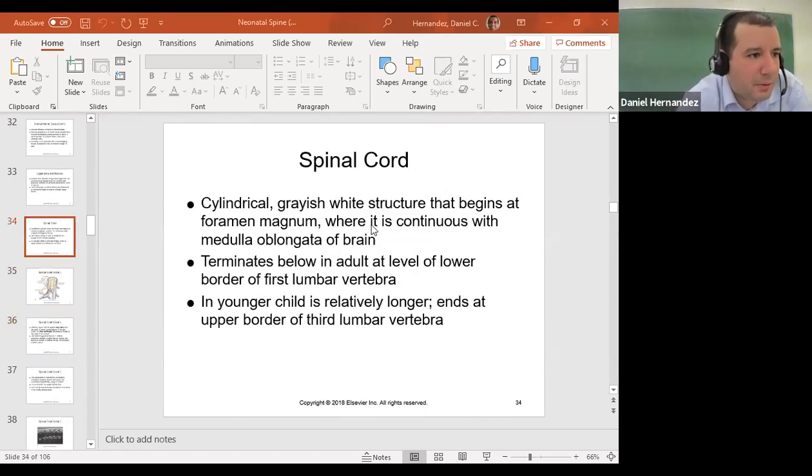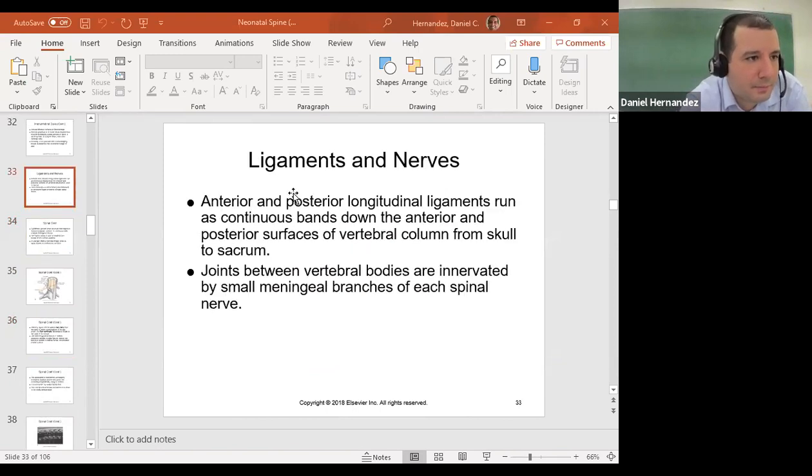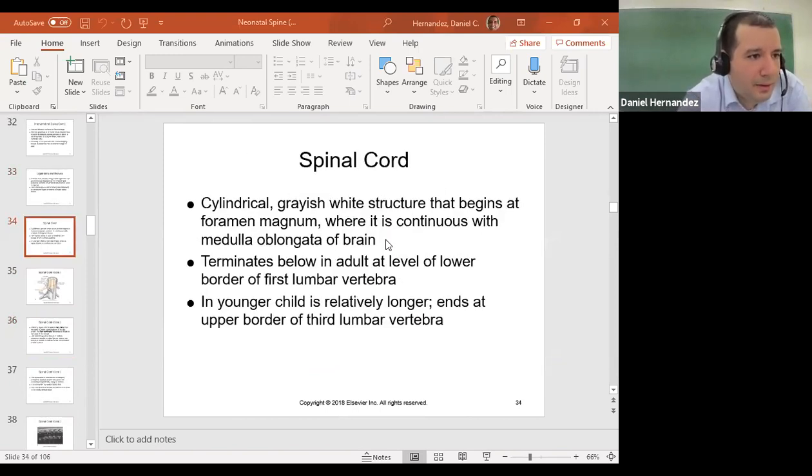All right, so the spinal cord. It's a cylindrical grayish-white matter that begins at the foramen magnum at the base of the skull, where it's continuous with the medulla oblongata of the brain. It terminates below, in adults, at the lower border of the first lumbar vertebra. In younger children, it is relatively longer and ends at the upper border of the third lumbar vertebra.